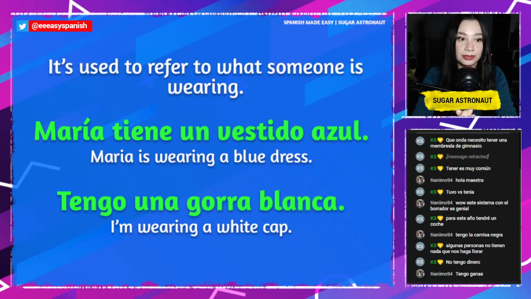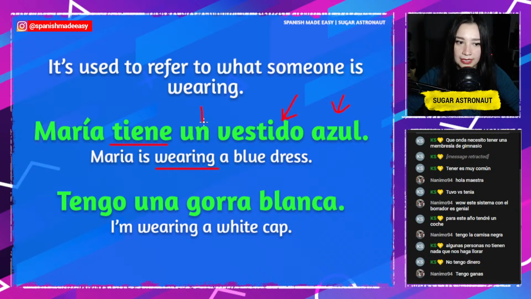Okay, so the next meaning is tener is used to refer to what someone is wearing. So you're talking about what someone is wearing, okay? For example, I could say, María tiene un vestido azul. This means Maria is wearing a blue dress. So you're pretty much saying what Maria is wearing. In this case, she's wearing un vestido. Vestido means dress. Azul, blue.